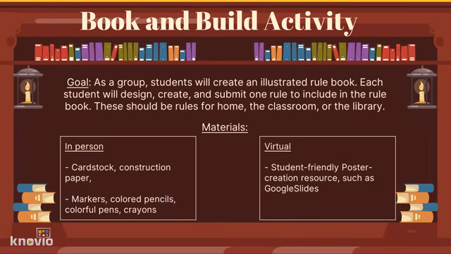For this book build, after reading or hearing the book read out loud to them, students will create a poster of their own illustrating a rule that they think needs to be clarified and followed either in the classroom, library, or at home. This lesson can be done both virtually or in person. In-person students will need paper or cardstock or construction paper, and drawing and writing utensils to create their poster. Online students will need a poster creator or processing program, such as Google Slides or Canva.